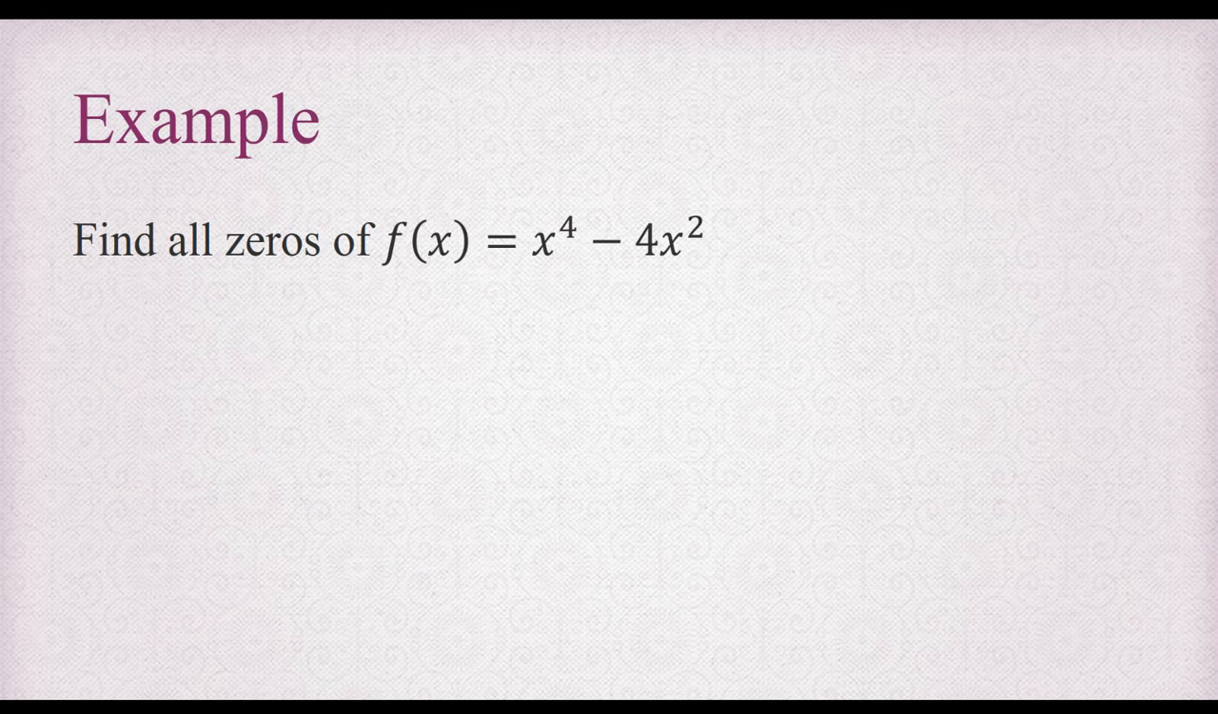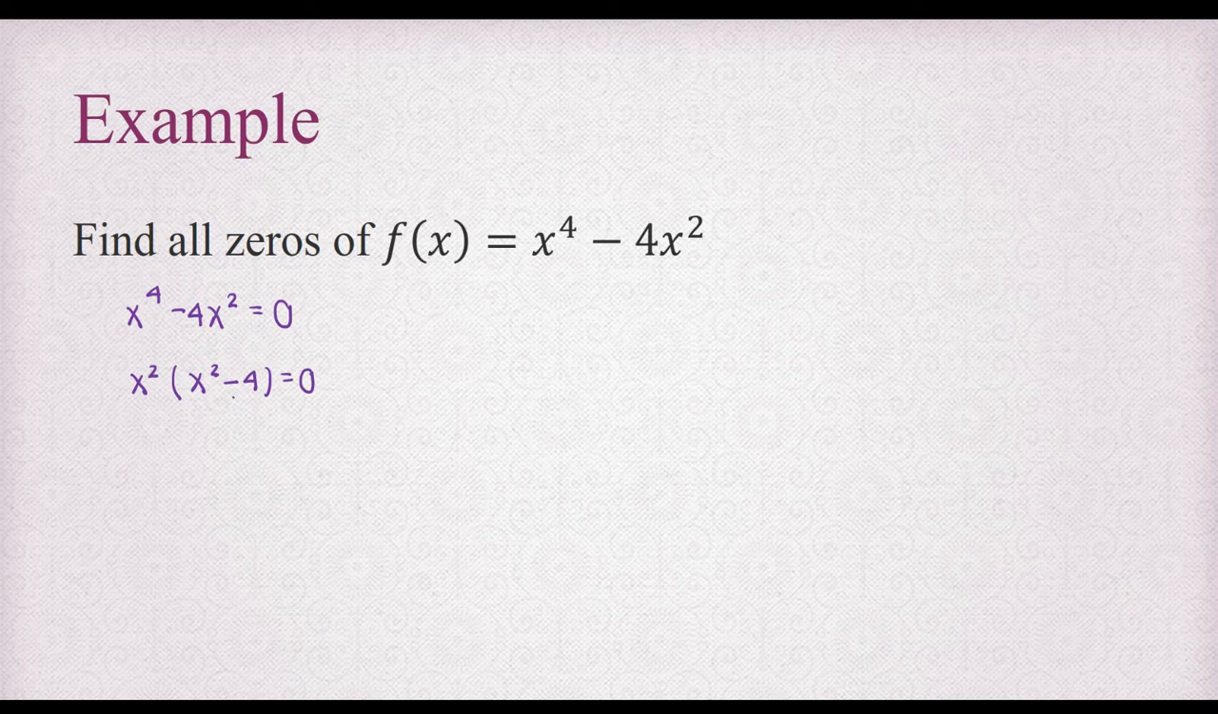Okay, so then let's try this one. We're going to find all the zeros of f of x equals x to the 4th minus 4x squared. So once again, to find our zeros, I'm going to set that equal to 0 so I can start solving for x. So I'm going to factor. The first thing I'm going to do is look for a GCF. Both of those have an x squared in common. So then that leaves us with an x squared minus 4 in parentheses.